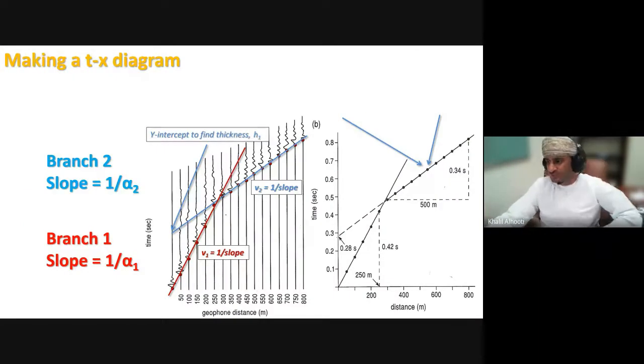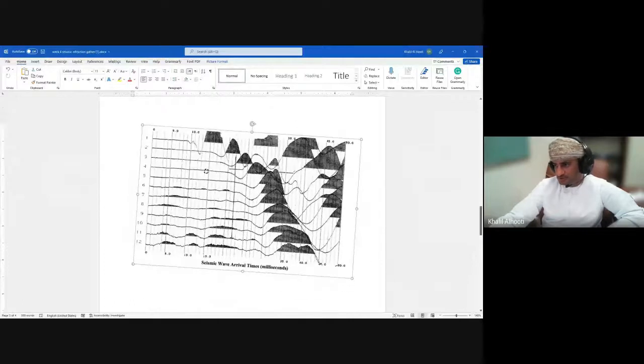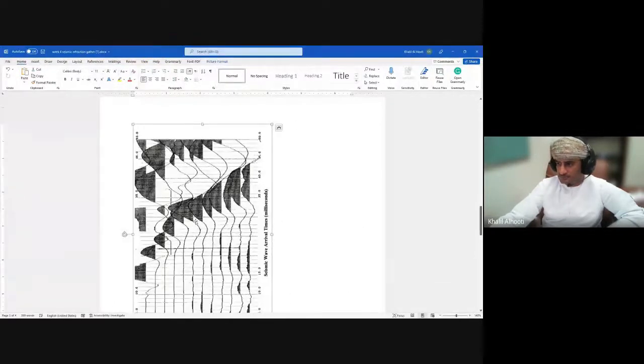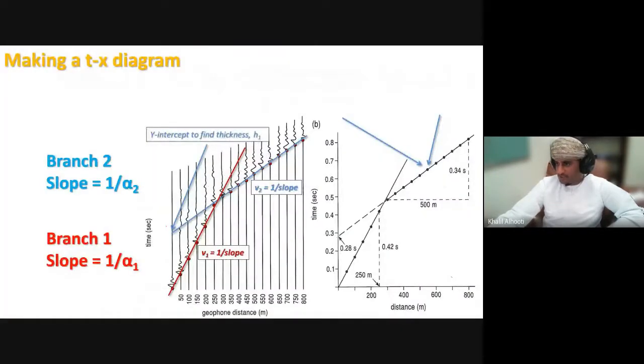So this is similar to what you see here. I just flipped it. So your task is to pick the first arrivals, as what I did here. And that's the same thing here. Those are the real data. You need to go pick the first energy. You connect them through a line. I cannot connect it like that because I missed some points. It's your judgment how to connect them with different segments.